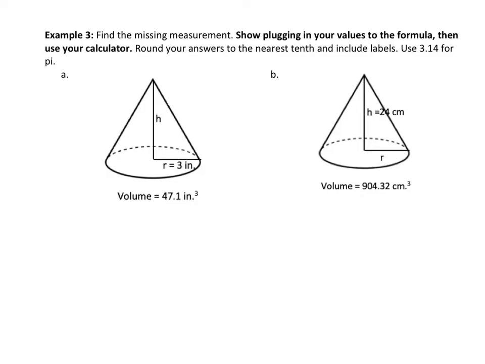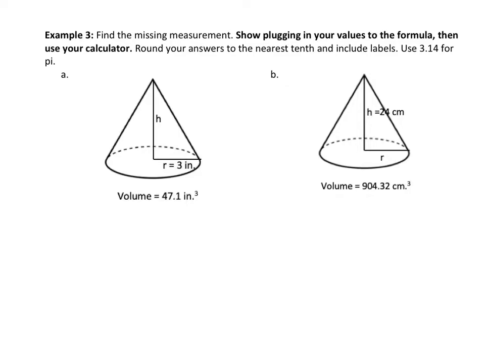For example 3, we're finding the missing measurement. So we're still using our formula, but instead of being given the radius and the height, and trying to find the volume, we're actually given the volume and we're trying to either find the radius or the height. So you have to be careful with this one.